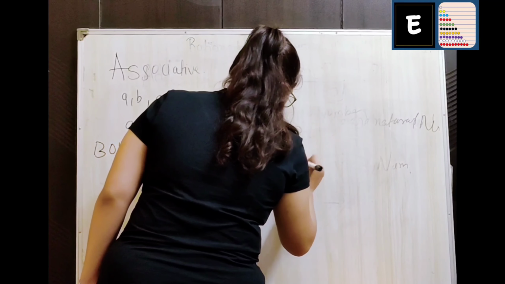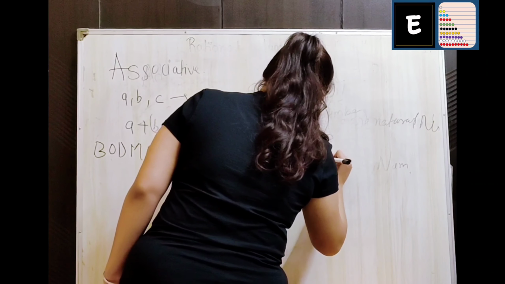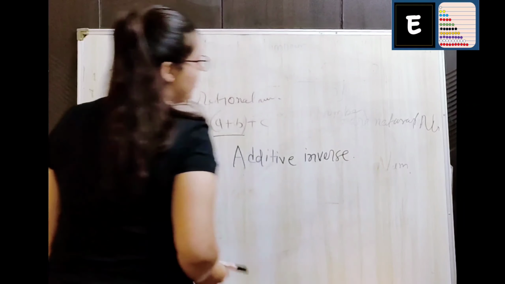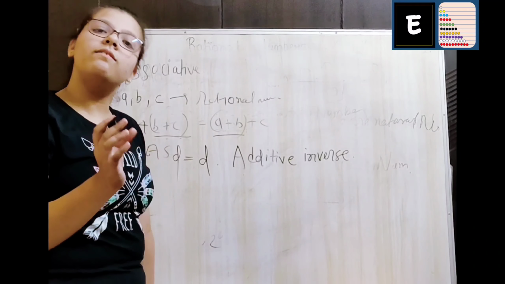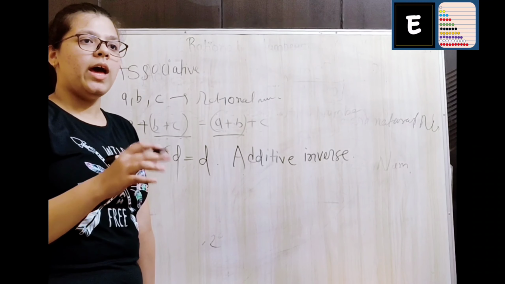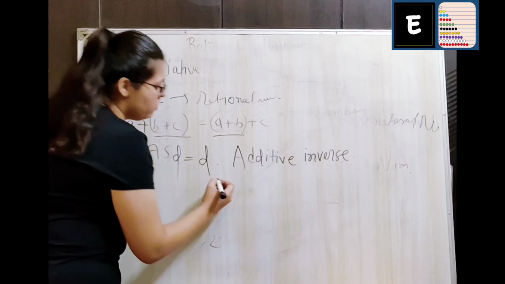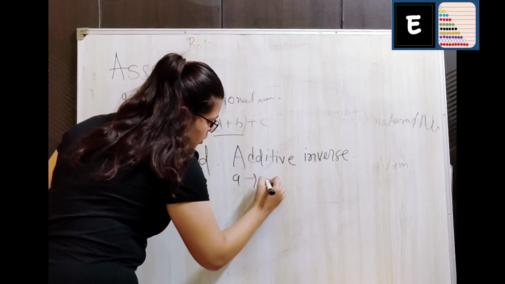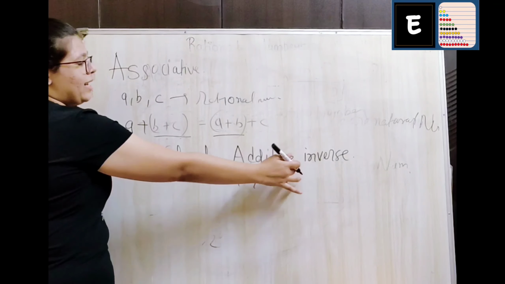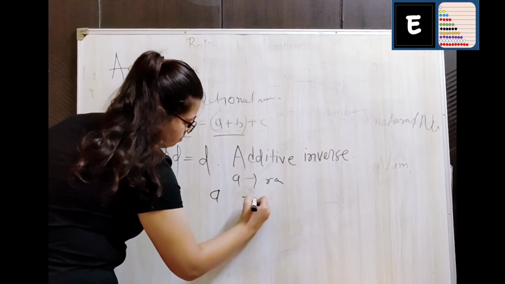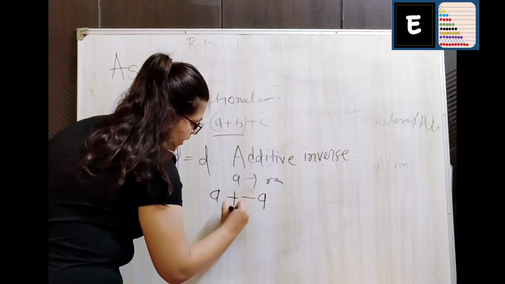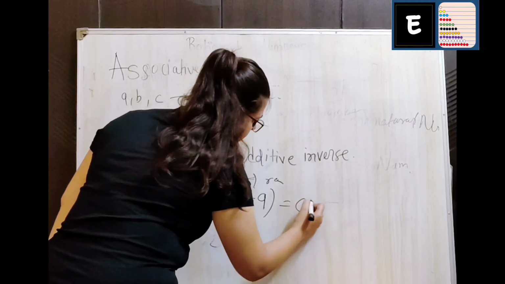Additive inverse. Additive inverse is like if we have a positive number and we add a negative number to it, same number. I will give you an example: a is a rational number. So what will be the additive inverse of that? Minus a. But if we add these two numbers, we will get 0.